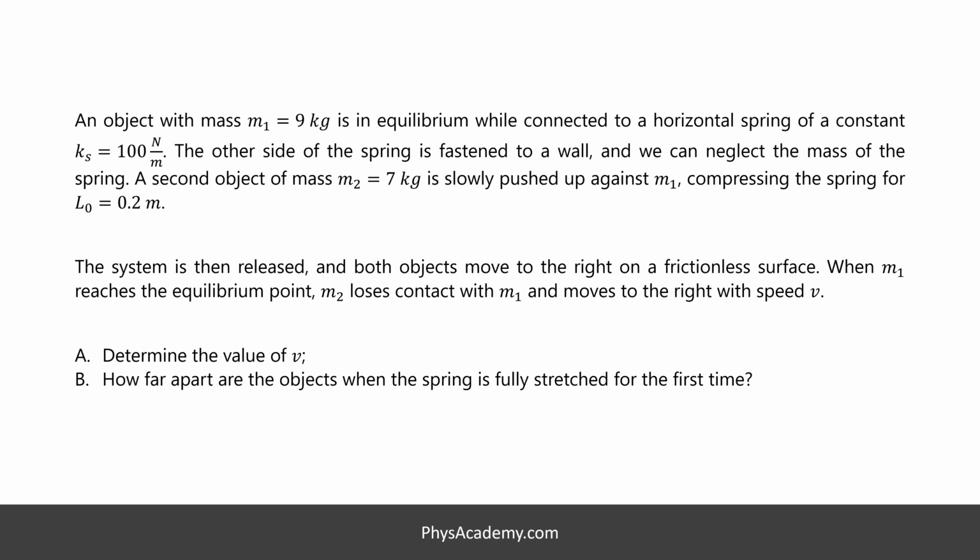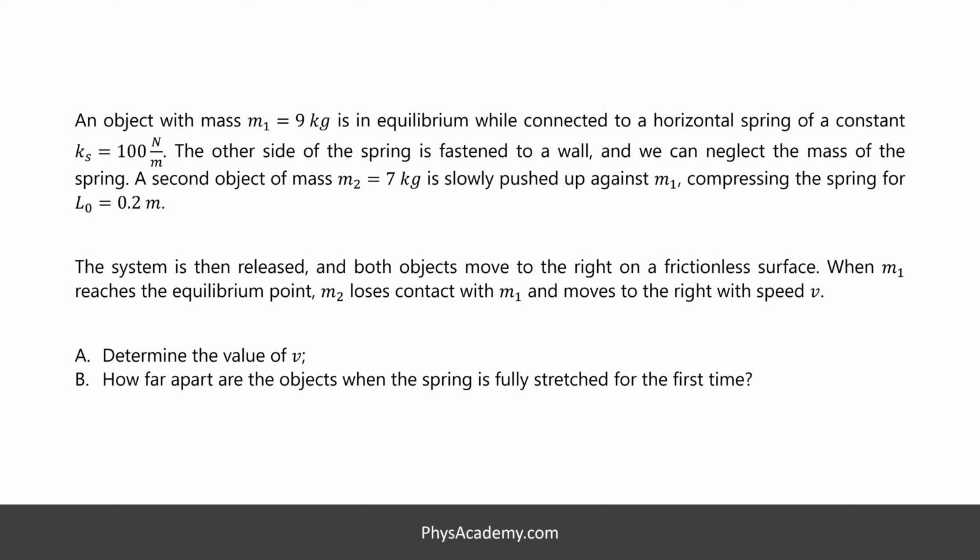An object with a mass of 9 kilograms is in equilibrium while connected to a horizontal spring of a constant of 100 newtons per meter. The other side of the spring is fastened to a wall, and we can neglect the mass of the spring. A second object with a mass of 7 kilograms is slowly pushed up against M1, compressing the spring for 0.2 meters. The system is then released, and both objects move to the right on a frictionless surface.